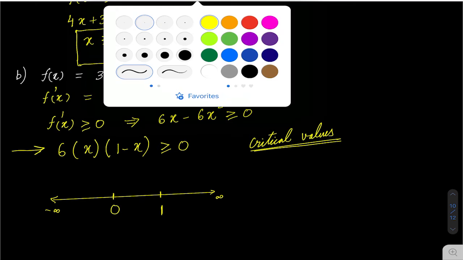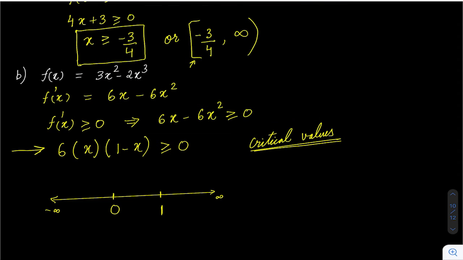So what will happen after this is, you will find that we need 6x into x minus 6x into 1 minus x to be greater than equal to 0. So what you will do is, you will take, for example, let's say I'm considering this third region. In third region, you take any point. What do I mean by that? So third region is x is greater than 1. So you take any point that is greater than 1. Let's take 2. And let's just check whether it is satisfying or not.